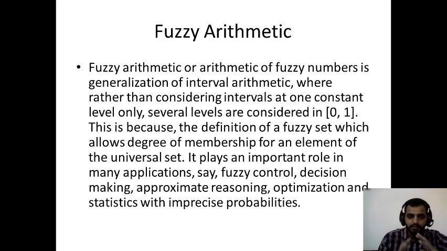If you see it with reference to the crisp system, there is no interconnection. But in the fuzzy system, the level of belonging to the membership function varies from set to set or from value to value. That is what is being said over here. Now, it plays an important role in many applications, say fuzzy control, decision making, approximate reasoning, optimization and statistics with imprecise probabilities.